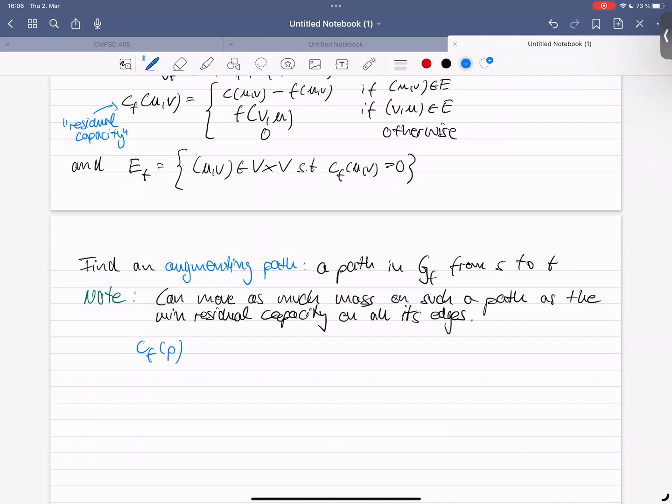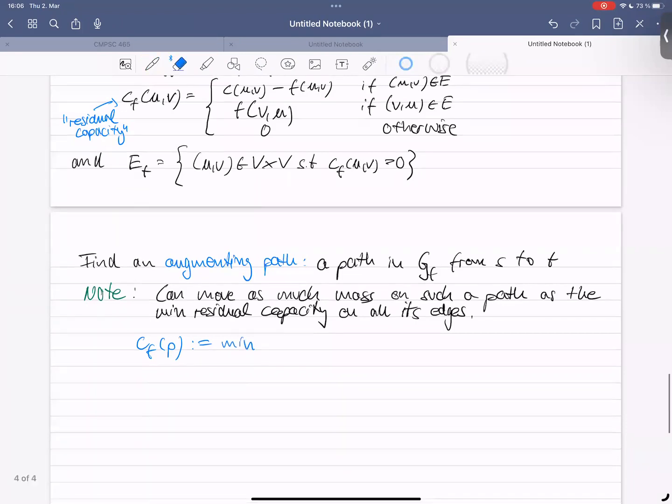What is the what? Min. Yeah, it's the minimum residual capacity on all its edges. But I'm writing this down formally. So C_F of P is simply the minimum over all D_F of UV, with UV being on the path P.